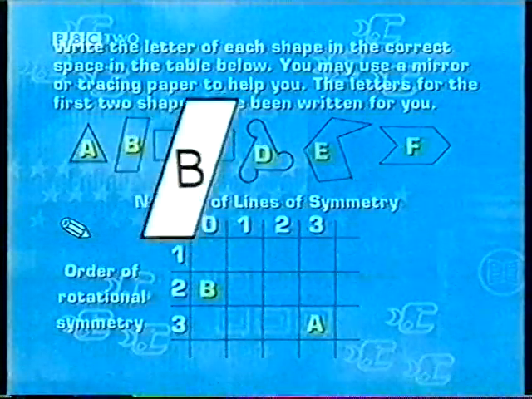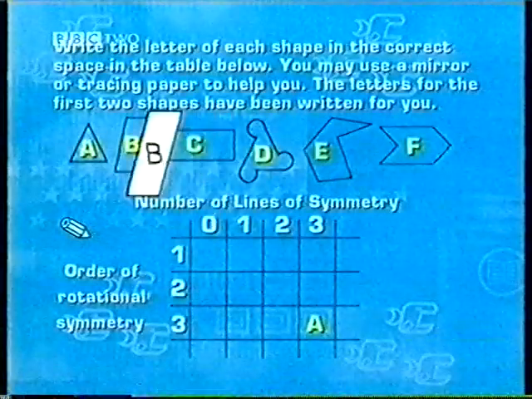Look at shape B now, the parallelogram. There is no line we can draw so that one half of the shape will fold exactly onto another half of the shape. That line doesn't work. Nor does that one. Nor that one. A parallelogram has no line of symmetry. If you rotate the parallelogram, it looks the same again here, then back in its original place, making twice in all.